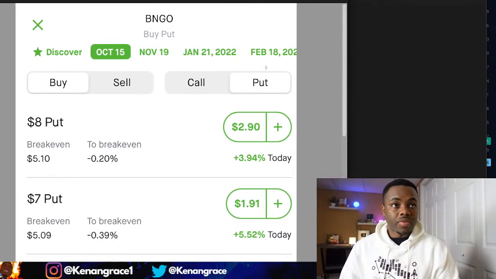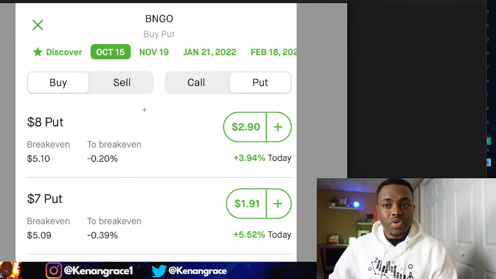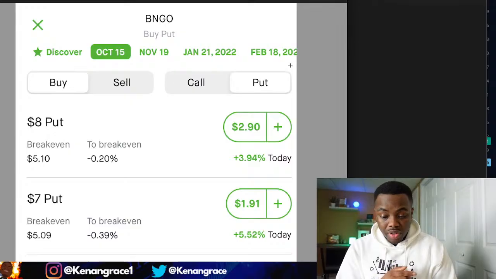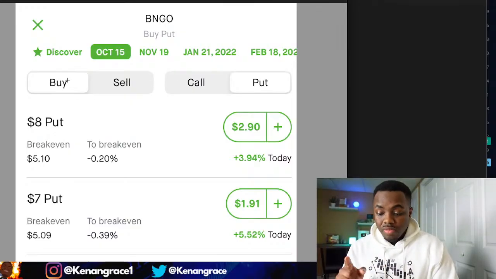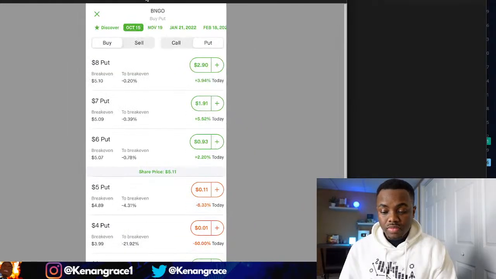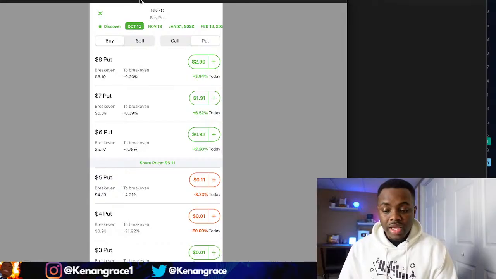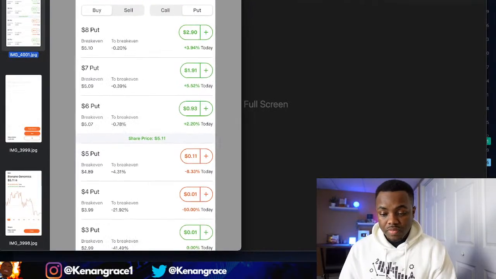Okay, so at this point, notice we have BNGO, and we're looking to buy a put. Notice these right here. This is Robinhood's interface. I have them using this because it's easy. So you go to buy a put. Now, remember, not sell a put, not buy a call, buy put. Okay, so now I'm going to zoom out a little bit so you can see the entire page. And now I'm going to zoom in again so you can see what I want you to see specifically.